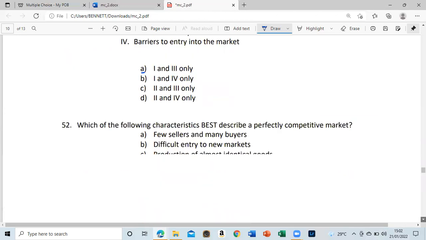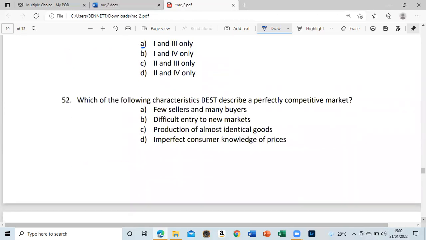Let's move on to 52. Which of the following characteristics best describes a perfectly competitive market? Is it few sellers and buyers, difficult entry of new firms to the market, production of almost identical goods, or imperfect consumer knowledge of prices? And that will be production of almost identical goods. So that's 8 more to go.